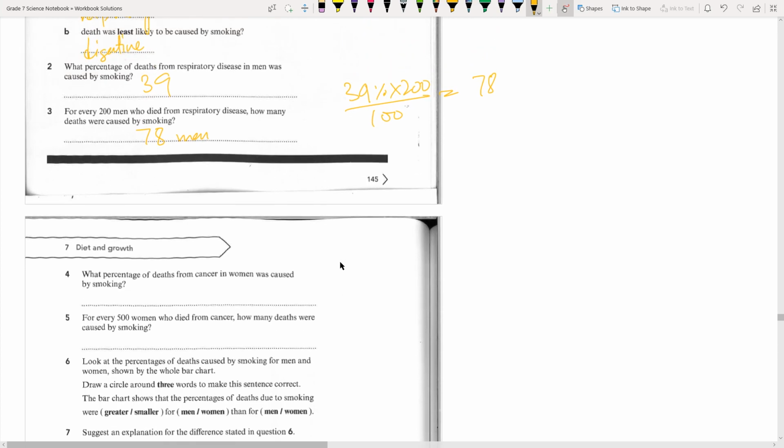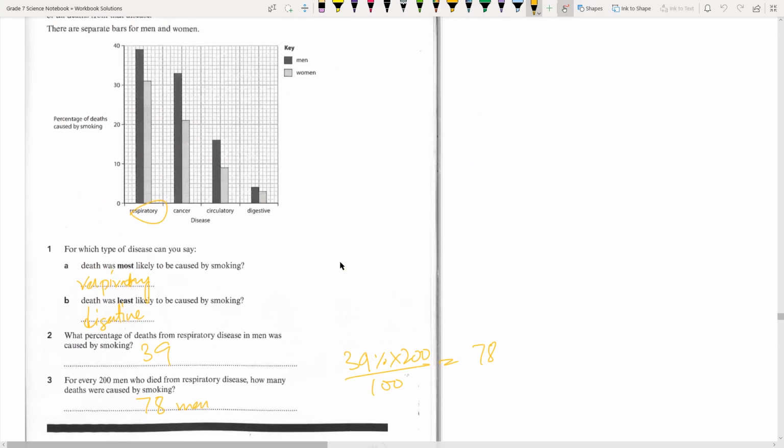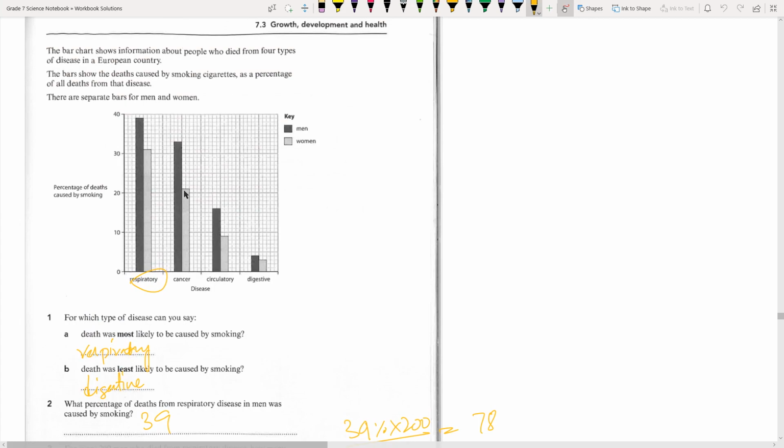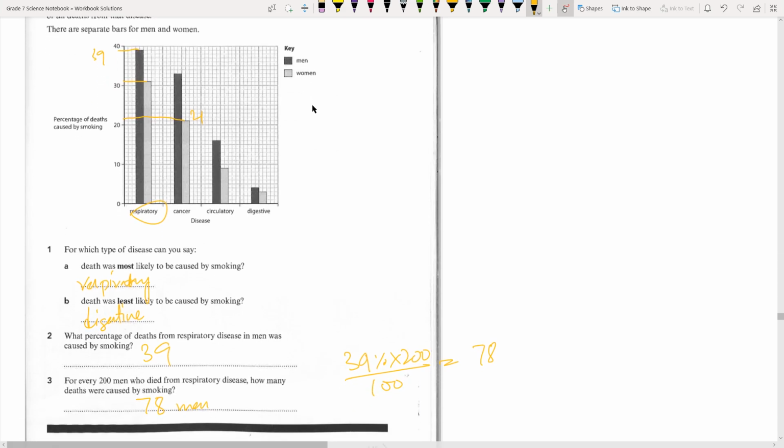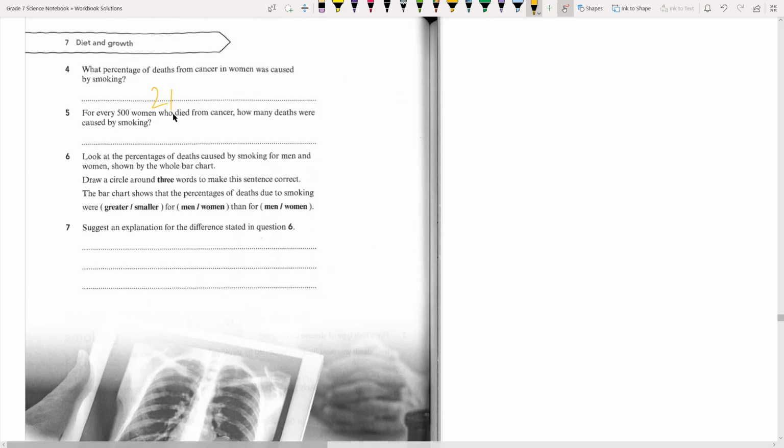What percentage of deaths caused from cancer in women was caused by smoking? So cancer. As you can see, for women, that's the line, that is 21. Sorry, 39 was for men. So 21 is the percentage, so we can say 21%. Out of 500, again, this is going to be 21% multiplied by 500 divided by 100. So zeros cancelled. 5 2s are 10, and 5 1s are 5. So it's going to be 105. So 105 women.